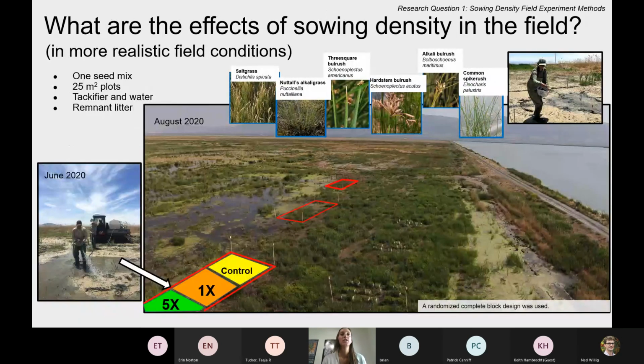All right, I'm going to talk about just this last experiment for this first research question. Here we weren't looking at mix, we were just looking at density in more realistic field conditions. We sowed one mix of these species in relatively equal proportions into 25 meter squared plots. These are much larger plots than the experiment I was just talking about. We broadcast these seeds, that's me doing that in the right hand corner here. Then we sprayed water and tackifier, which is that botanical glue, on top, and then we monitored percent cover throughout the growing season.